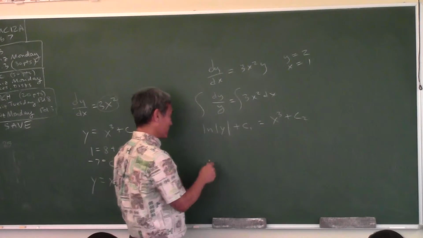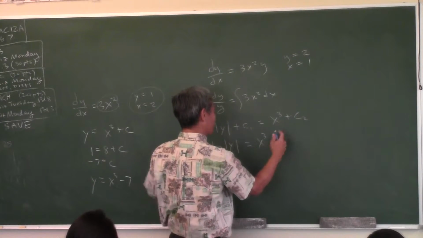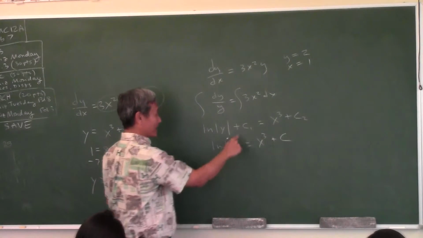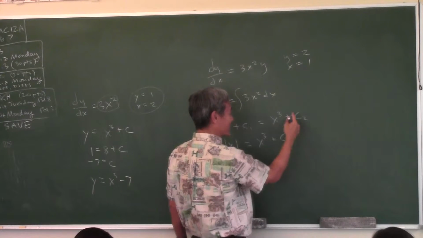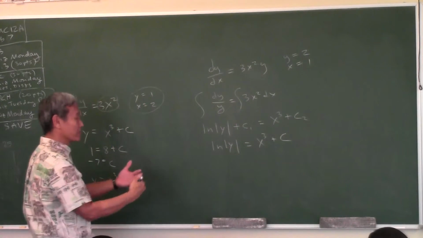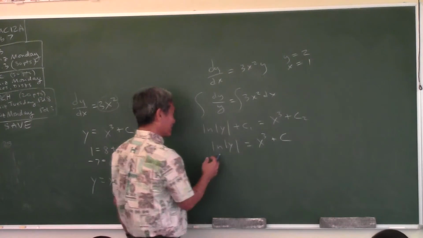Okay, now watch what I'm going to do in the next step. I am going to mush these two constants together into just one constant. Because if I move this constant to the other side, you're going to have c2 minus c1. But what is a constant minus a constant? A constant. So we just make one. We mush them together into just one.